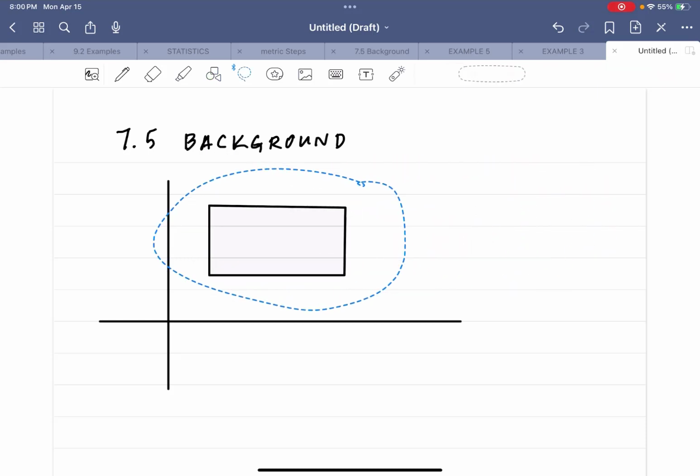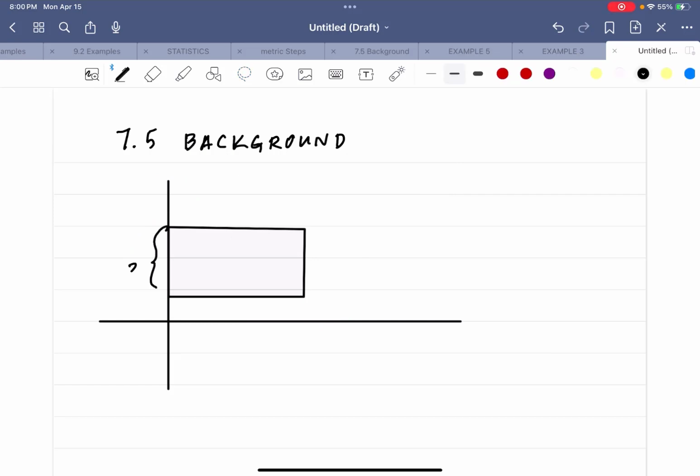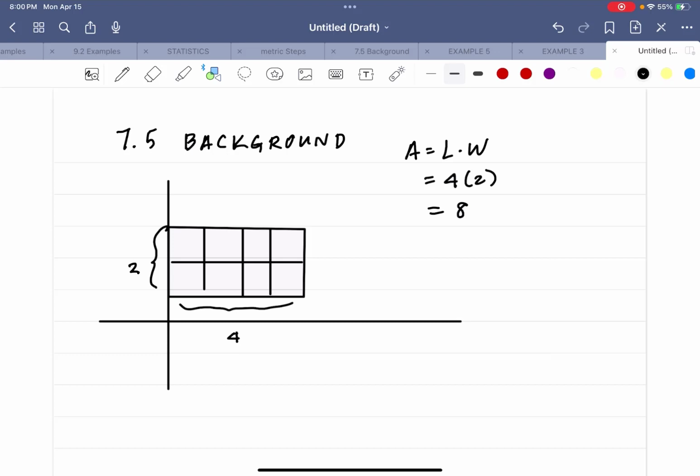I'm going to take this rectangle and put it right here in the coordinate plane. And let's pretend that this is a 2 and that this is a 4. So we know with a regular shape, they have a formula. So area is length times width. So 4 times 2 is 8. So if we were to divide this equally and pretend like those are all equal, but look, they're 8 squares. So 8 squares is our area.